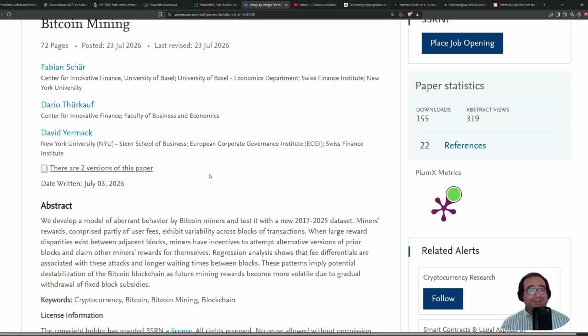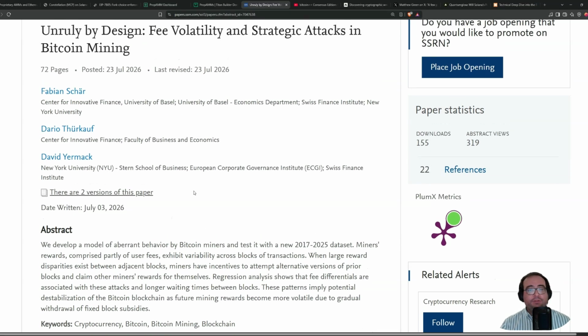We have data, so we like that. But even though it happened, the question is more about the future, because in the future, the subsidy will be lower because we have halvings every 4 years. And this behavior can only increase because the transaction fees will be more and more important compared to the subsidy, and the volatility of transaction fees will be more and more important.